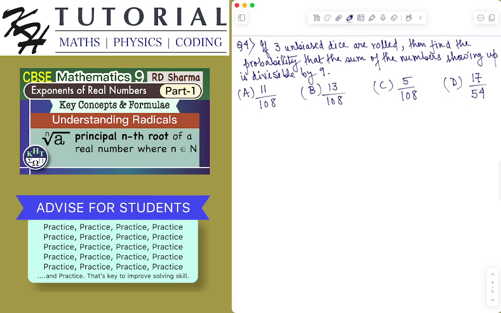3 unbiased dice are rolled, then find the probability that the sum of the numbers showing up is divisible by 9. Okay. If 3 unbiased dice are rolled, then find the probability that the sum of the numbers showing up is divisible by 9.